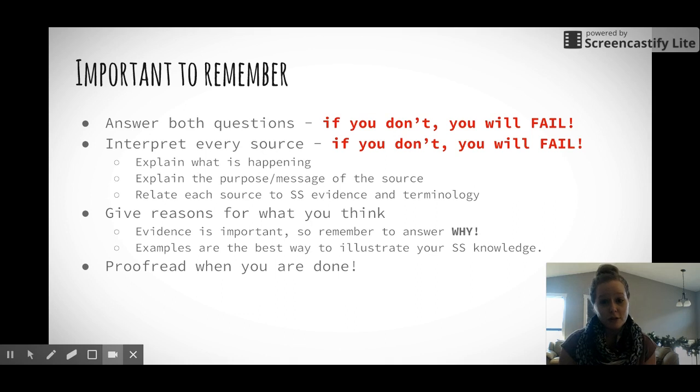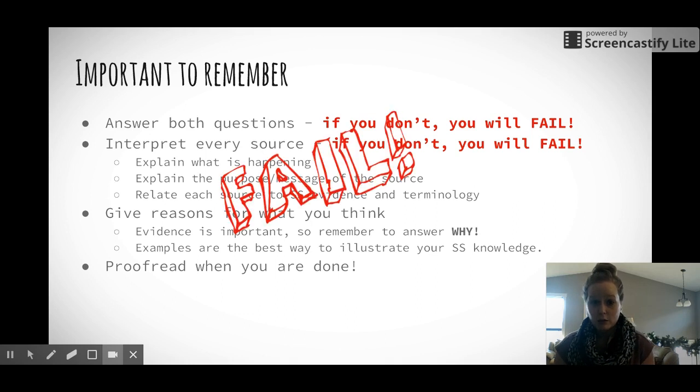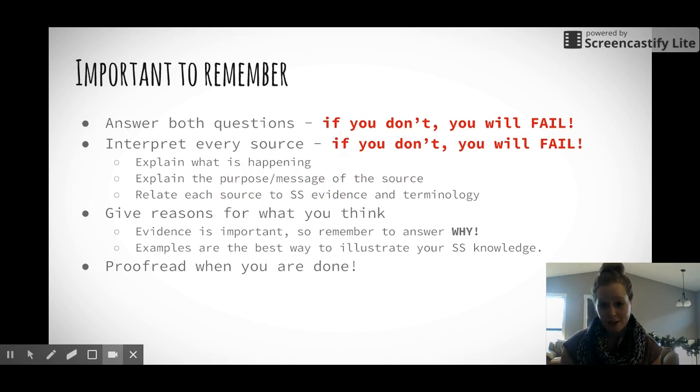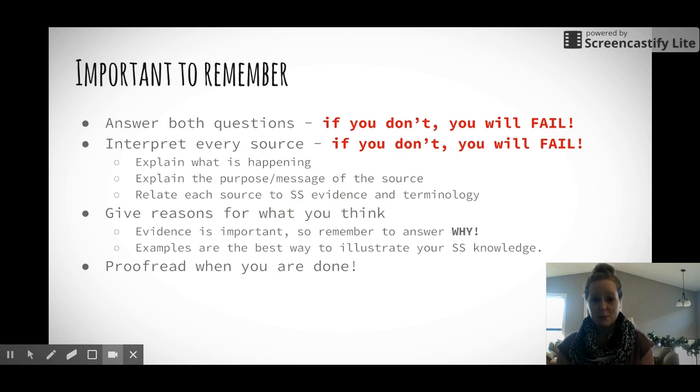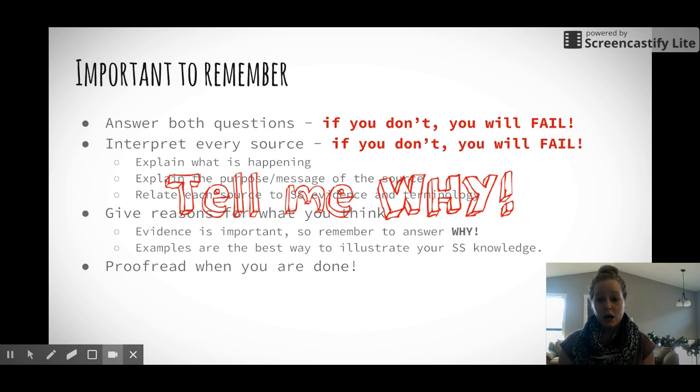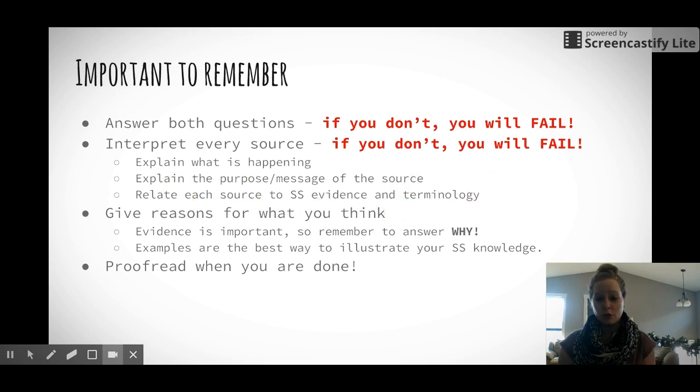Okay, so a few tips that you need to remember when writing these. Answer both questions. If you don't, you will fail. Interpret every source. If you don't, you will fail. Remember for each source to explain what's happening, explain the purpose, and relate back to your social studies lessons. For that last question, make sure to give reasons for what you think. It's great if you have an opinion, but you need to answer why. And lastly, make sure you proofread when you're done, because you will be marked on spelling and grammar.